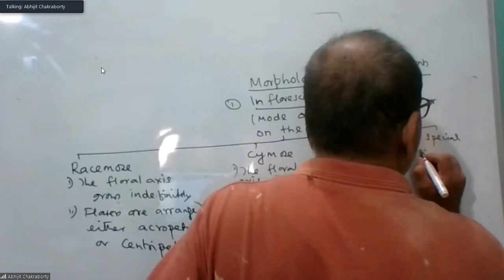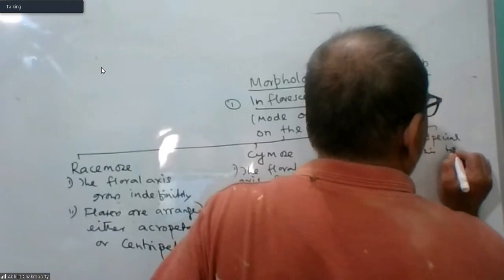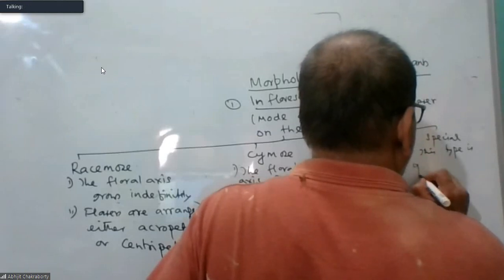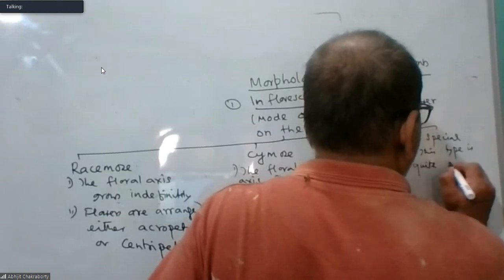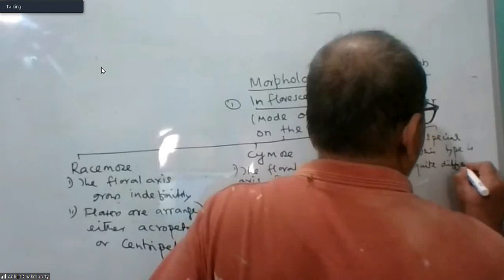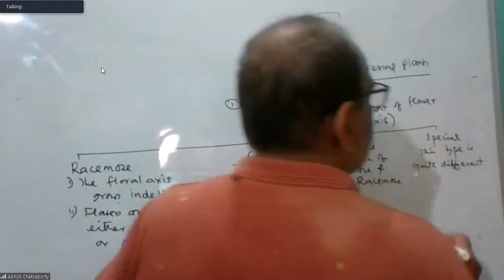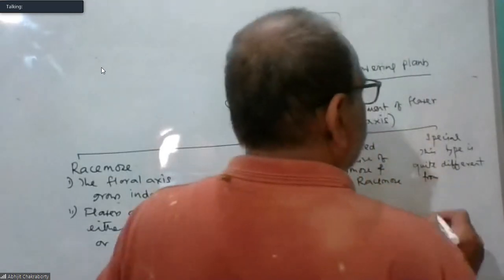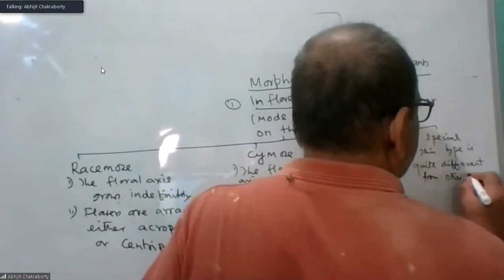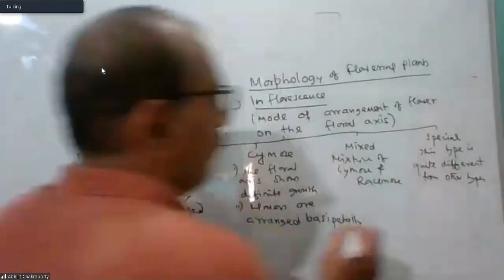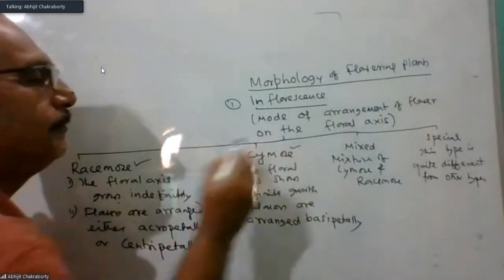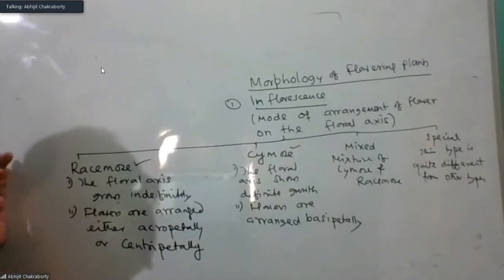This type is quite different from other types. So we are basically concentrating on these two. So it's clear now, racemose.